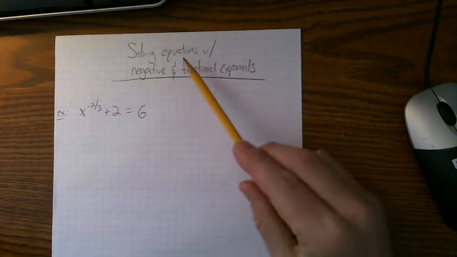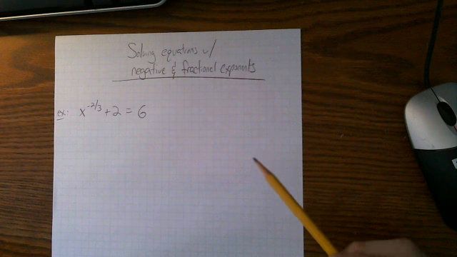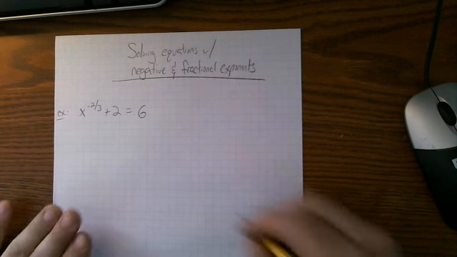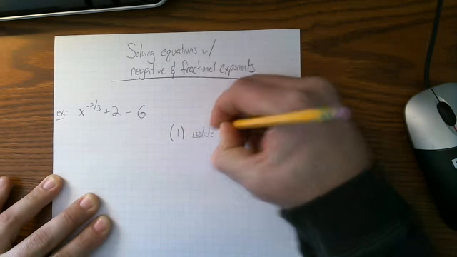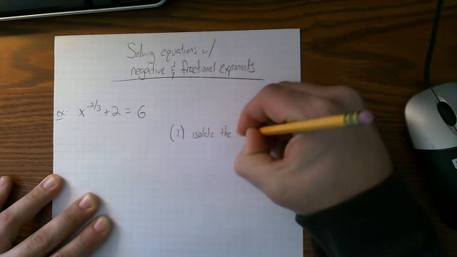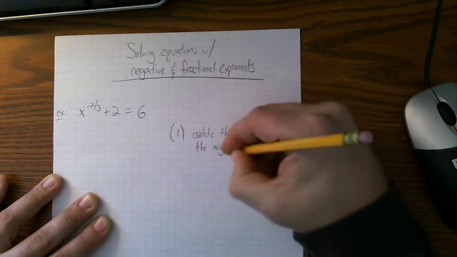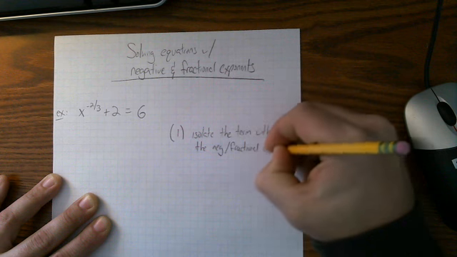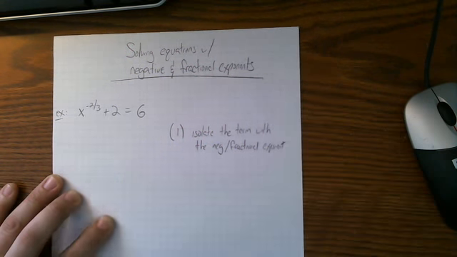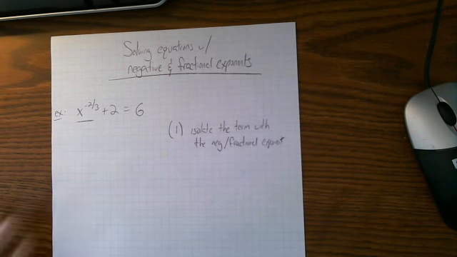Each solving equations example that we've had this year, whether it was an absolute value or a radical, the first step was always to isolate. So that's exactly what we're going to do here. Step one is to isolate the term with the negative or fractional exponent. In this case, the term with the negative and fractional exponent is this. So that's the term we're going to have to isolate.